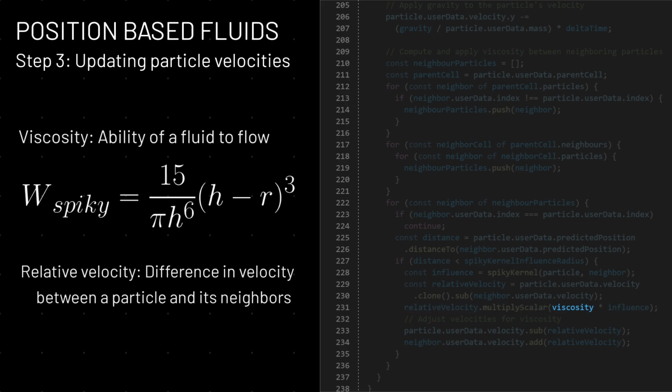So we're using the viscosity factor to control how viscous the fluid is by controlling how much neighboring velocities affect a particle's velocity. Viscosity adjustments smooth out velocity differences by reducing a particle's velocity and proportionately increasing the velocities of its neighbors, helping to equalize the flow between them.